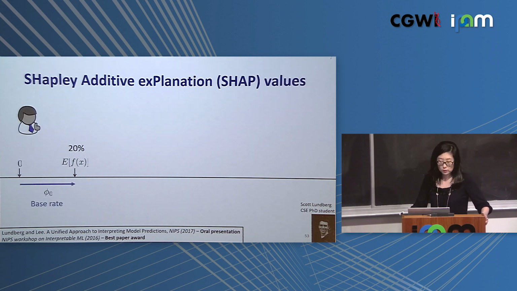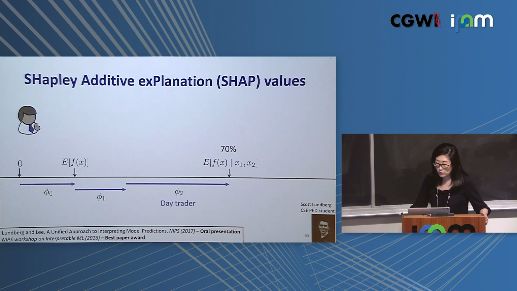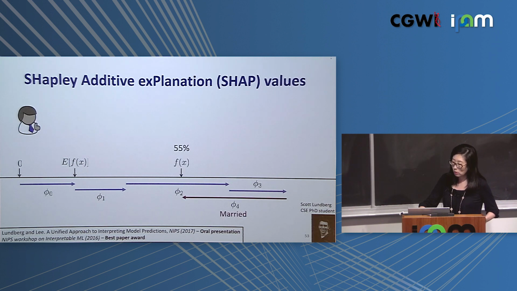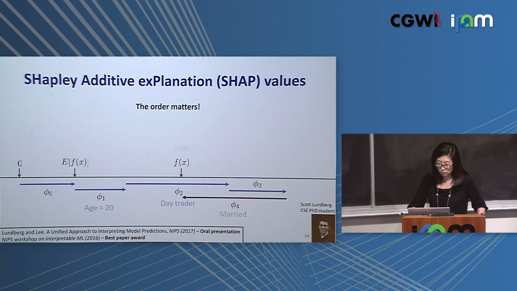So to do this, we start at the expected value of the model output and then condition on a single feature, John's age first. Since this increases John's risk by 15%, we attribute this much to John's age feature. And next we condition on John's occupation, which is very unstable, and again attribute the change in expected model output to his occupation as a day trader. If we repeat this for his open accounts and then marital status, we end up conditioning on all the features, and so we arrive at 55%, John's predicted risk.